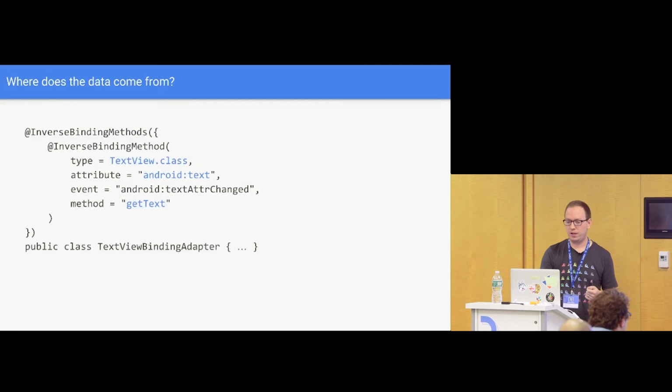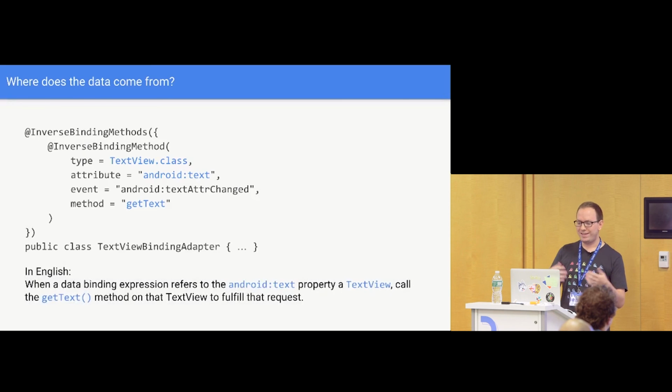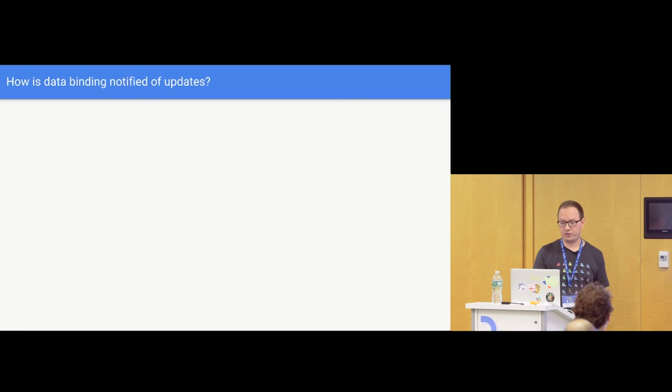So to answer the first question, we look at the implementation of this inverse binding method. Basically, it's a way of mapping a method on an object to a data binding expression. So we say, when a data binding expression refers to this Android text attribute on a text view, then call the getText method on that text view to fulfill that request. In the library, they have all these inverse binding methods for almost all the views that you're going to work with on a daily basis. It allows you to access the properties of views directly in your data binding expressions and have them be updated when the expressions change.